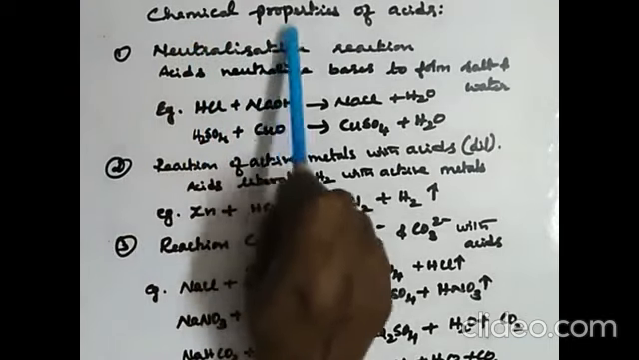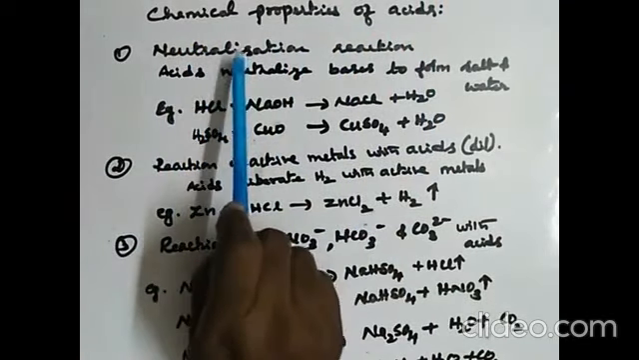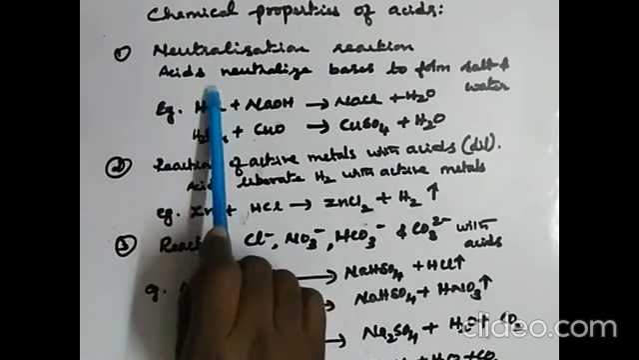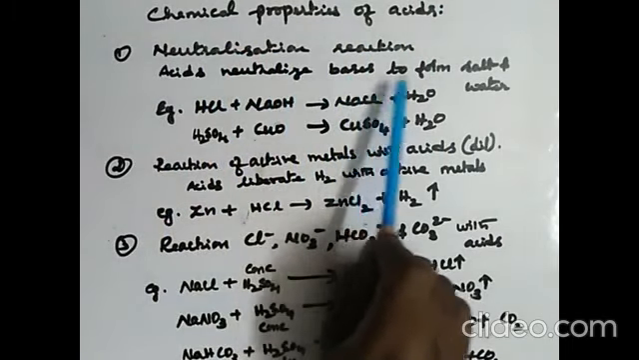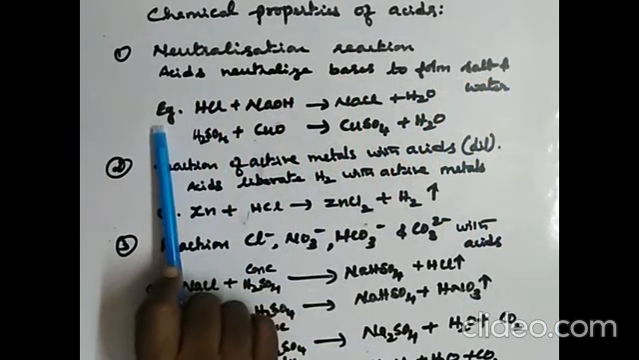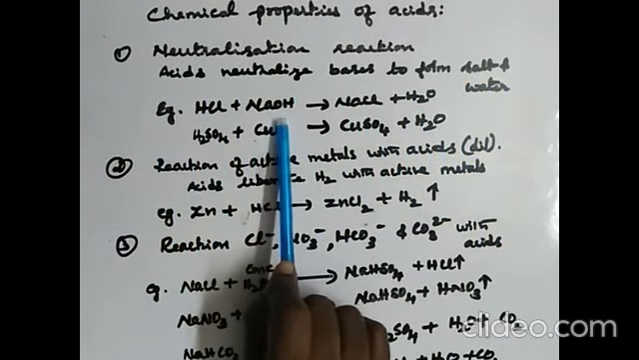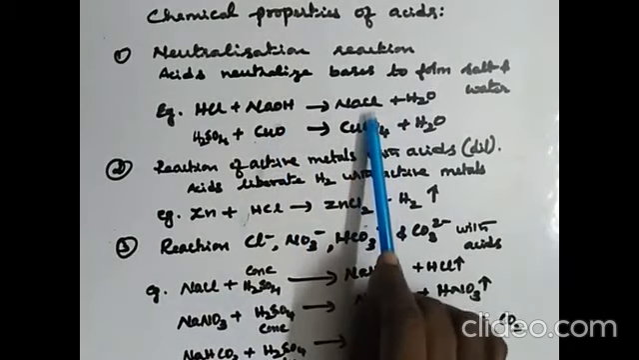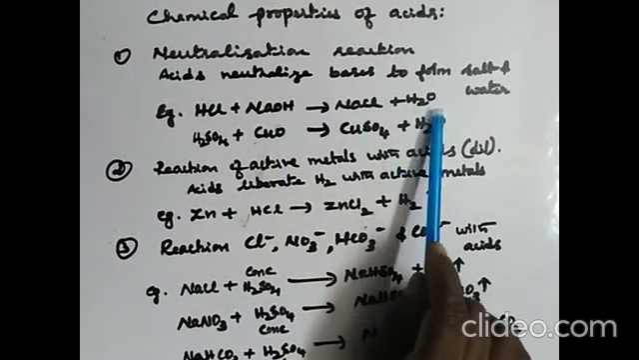Next is chemical properties of acids. Neutralization reaction is a chemical property of an acid. Acids neutralize bases to form salt and water. Hydrochloric acid is taken as an example. When it combines with sodium hydroxide, which is a base, it forms the salt, sodium chloride, and water.